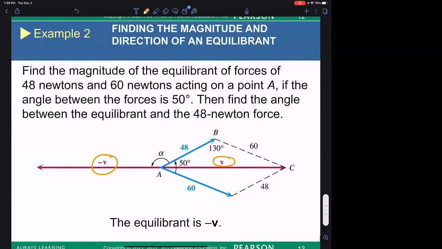So there's our point A right in the middle, and you've got 48 and 60, and there's 50 degrees between them. So it says if the angle between the forces is 50 degrees, then find the angle between the equilibriant, the one going in the opposite direction, the one that balances everything out, and the 48 Newton force.